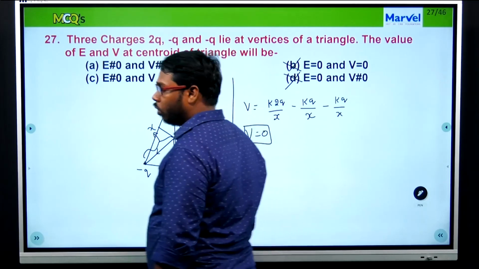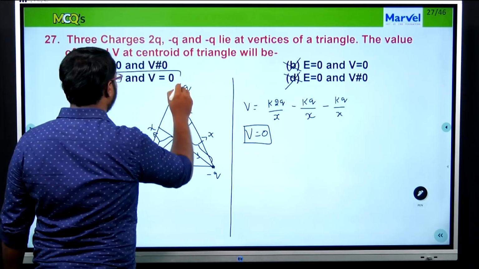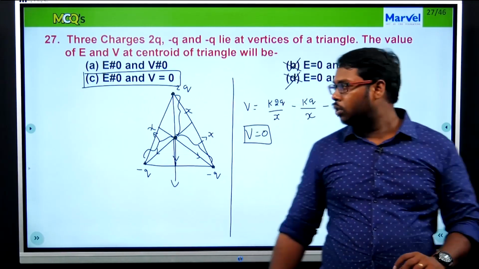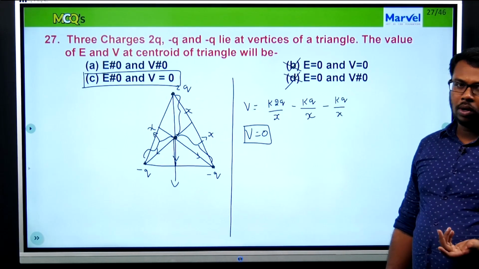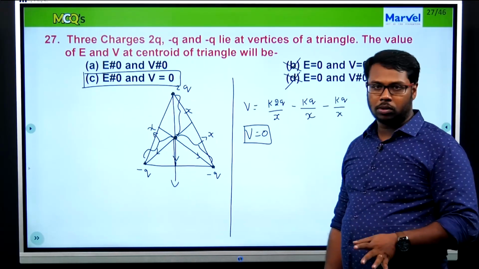See, your electric field is not equal to 0, but your V is equal to 0. So, that is your answer, option C. See, very easy it is. You do not have to do any calculation for this. A logical approach is more than enough to solve this.